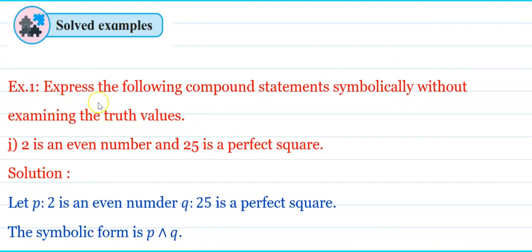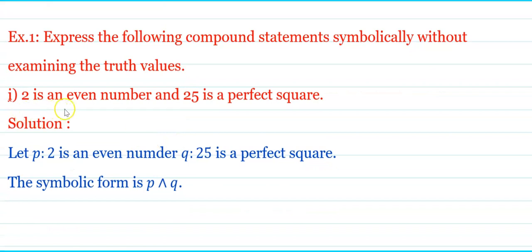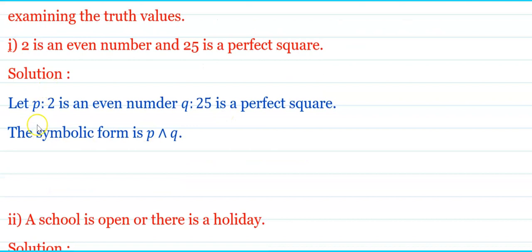First example, express the following compound statement symbolically without examining the truth values. त्याच्या truth values आपल्याला बघायचे नाहीत. We want to express them in symbol. 2 is even number and 25 is a perfect square. No problem. मग P ला आपण कन्सिडर करणार. P, 2 is an even number. Q म्हणजे काय? 25 is a perfect square. इथे and आलाय बघा. Therefore symbolically it's P and Q. दोघांमध्ये and आहे म्हणून इथे कंजंक्शनचं साइन येणार. पहिल्या स्टेटमेंटला P, दुसऱ्या स्टेटमेंटला Q and hence symbolically it's P and Q.